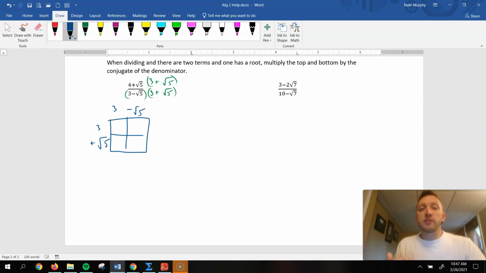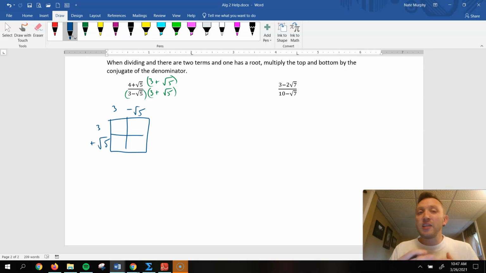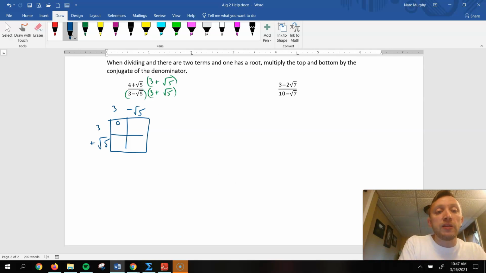So this is how I like to do it. I call this the box method. It just keeps things a little bit more organized. I have 2 terms, and I'm going to multiply by another 2 terms. So I create a 2 by 2 grid, and then I put those factors on the outside. Just like a times table or multiplication table, we're going to multiply those outside pieces to get the inside pieces. So 3 times 3 would be 9.